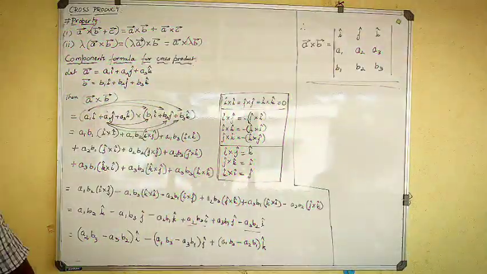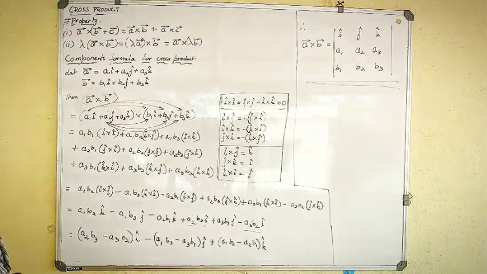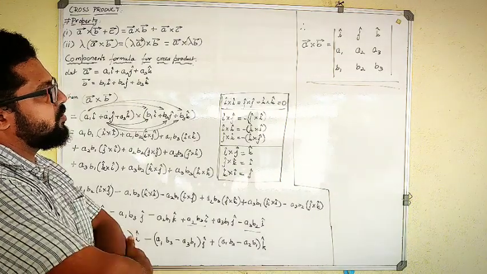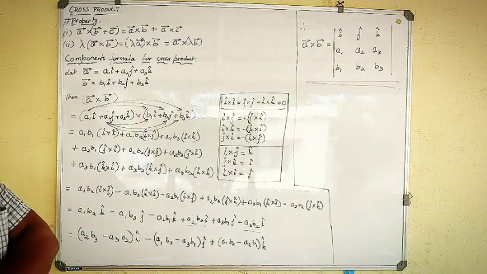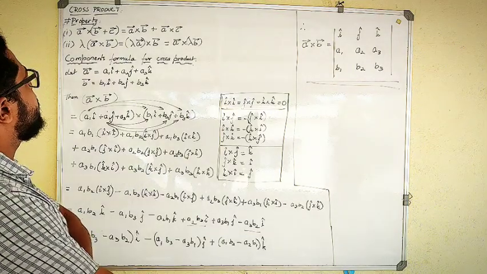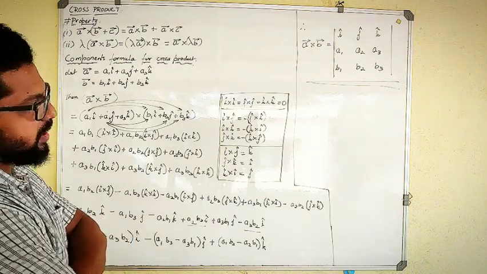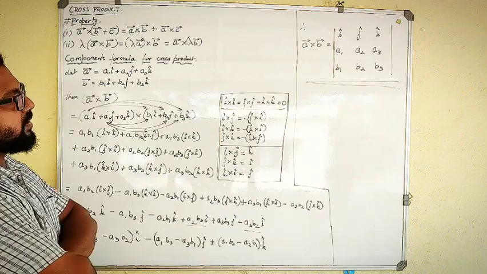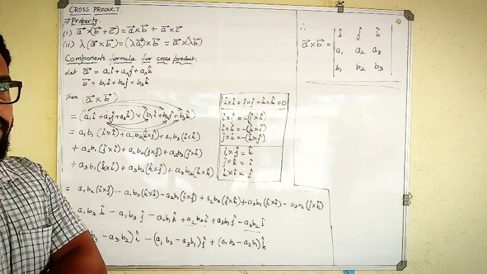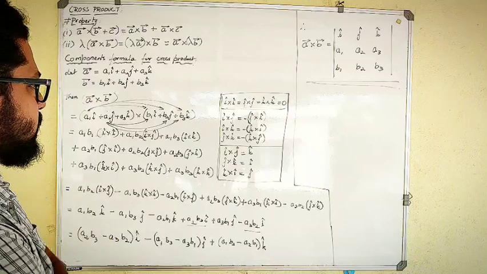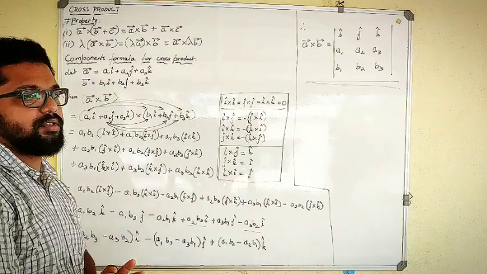Let us begin with the next topic, cross product. Yesterday we went through a few observations of the cross product. Now in this video we'll look at the properties of the cross product and its theoretical formula, that is, the component form of writing the cross product. This is the first step for our numericals on cross product.